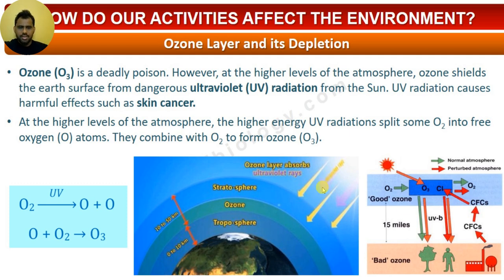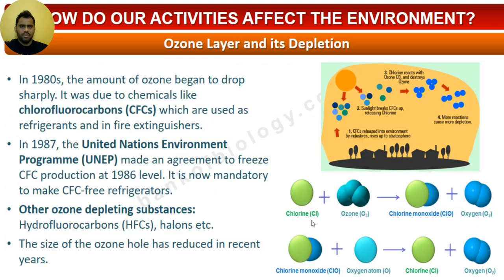So the ozone layer is shielding us from the dangerous ultraviolet rays radiated by the sun. Now let's look ahead. Ozone layer and its depletion. In the 1980s, the amount of ozone began to drop sharply. It was due to chemicals like chlorofluorocarbons, which are used as refrigerants and fire extinguishers. We have chlorofluorocarbons in our fridge, and in fire extinguishers also chlorofluorocarbons are being used.